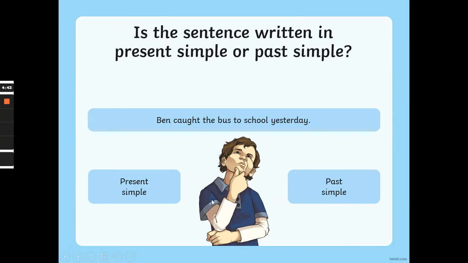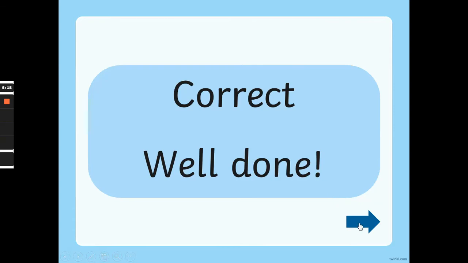Lovely. Ben caught the bus to school yesterday. Is that the present or the past? So remember, the present is what's happening right now, because we're gifted, aren't we, with the present? That's what we learn. And the past has already happened. So it's saying yesterday, which we know has already happened. It's not happening, it's gone. And caught is the past, because you've caught something. You're not catching it. You're not going to catch it. You caught it. It's already been. So that is the past.